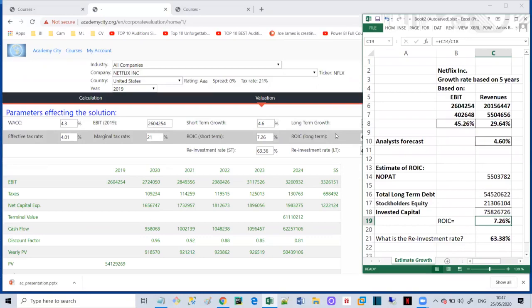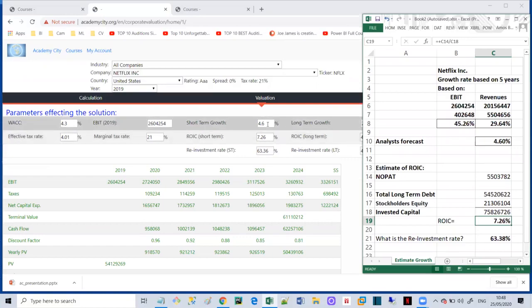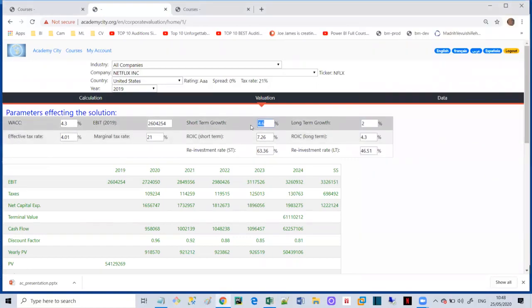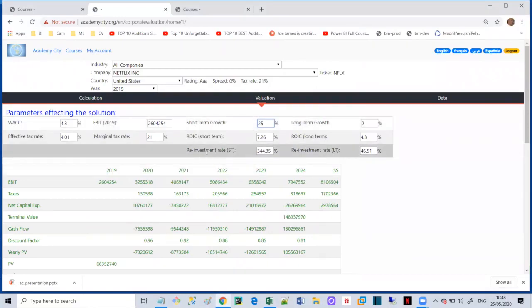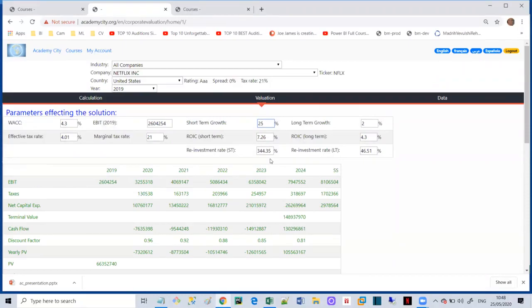Okay? I love the question. In fact, you're ahead of me in a couple of sentences. Let's change 1 to 25. Oh, wow. What is the reinvestment rate? This is 344%. Can you explain what it means? By the way, we're really dealing with real numbers. This is not just a classroom example.